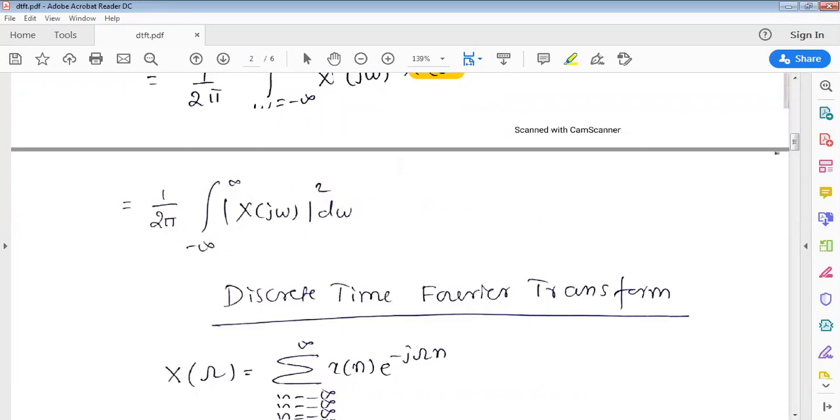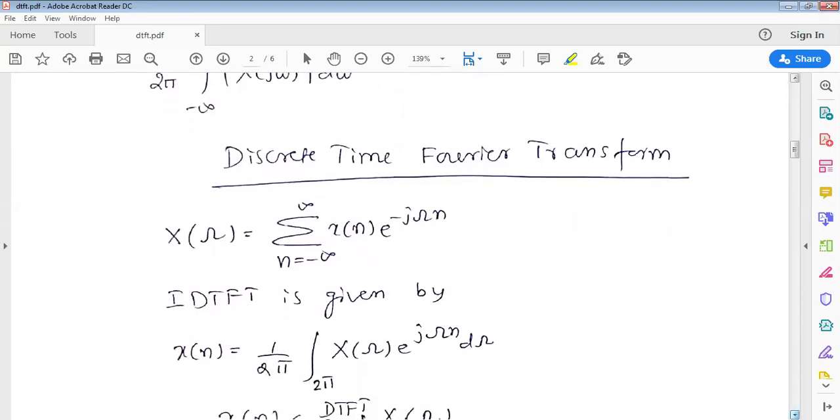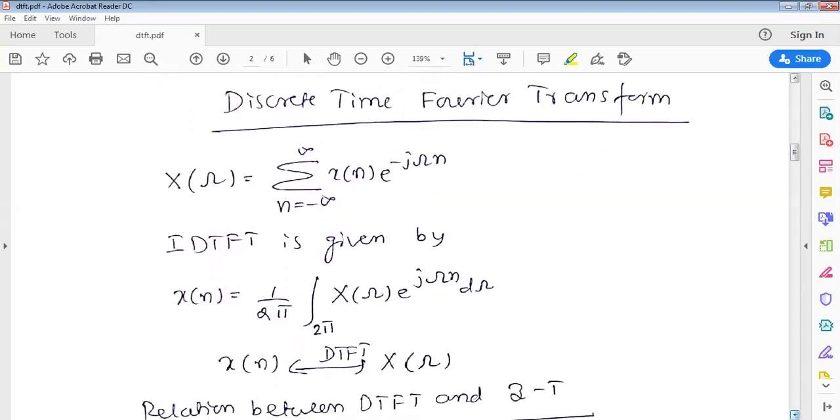No, sir. Okay. Now observe here. Now we'll go to the same principle. We'll do it in the discrete time Fourier transform. Whatever you have done in the continuous time Fourier transform, the same analogy I'm going to do in the discrete time Fourier transform. Look here, x of omega is equal to summation n varies from minus infinity to plus infinity x of n into e power minus j omega n.